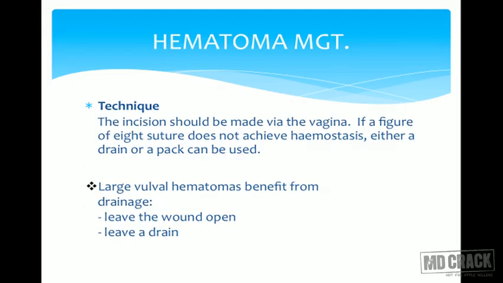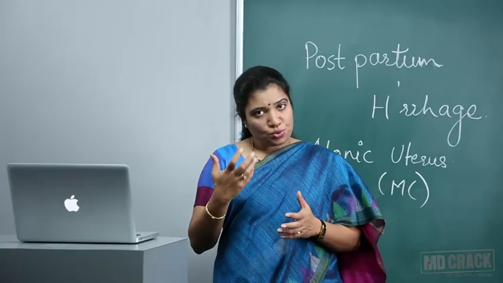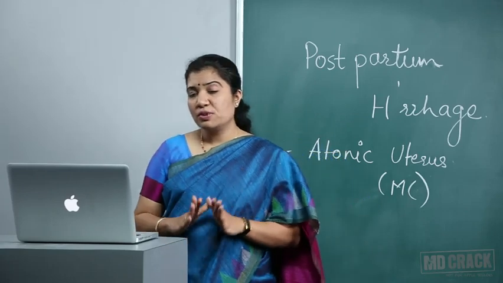Technique: open the sutured wound of episiotomy, or if it is without that, then take an incision inside the vagina. Explore the cavity, scoop out the clots, look for the bleeding vessel, and take a figure of 8 suture so that the bleeding vessel stops bleeding. If the hematoma is detected within 24 hours of episiotomy suturing, then you can resuture the wound back once you attain hemostasis.